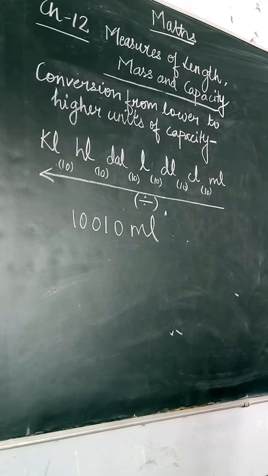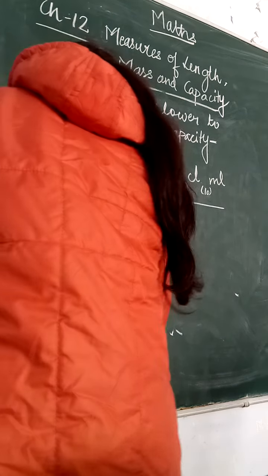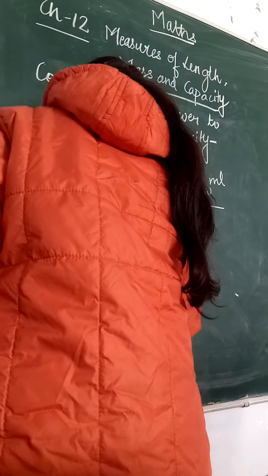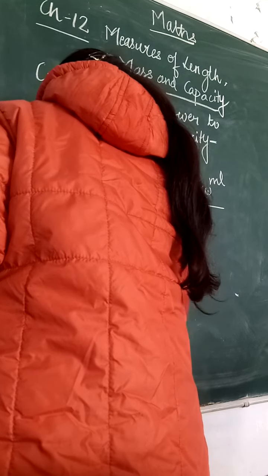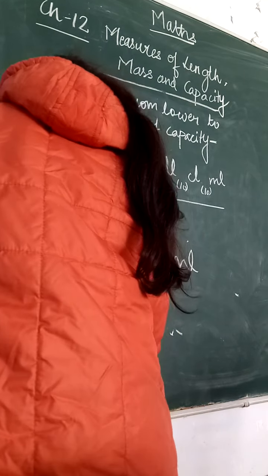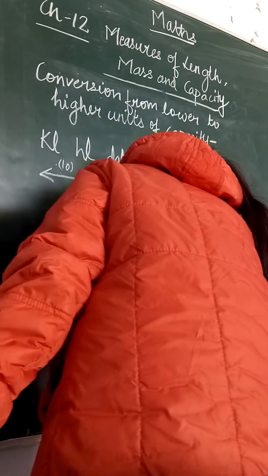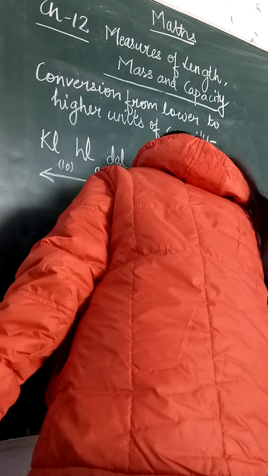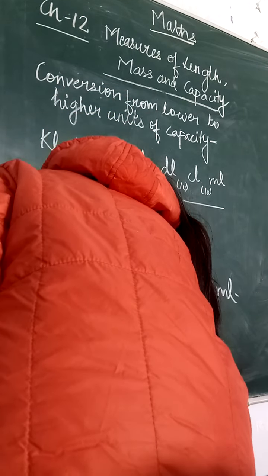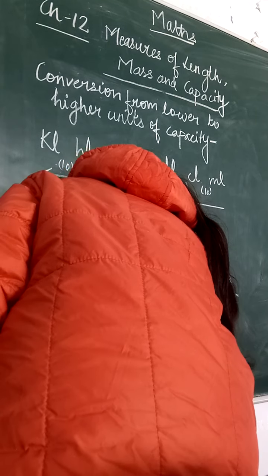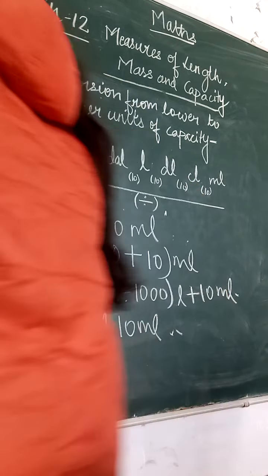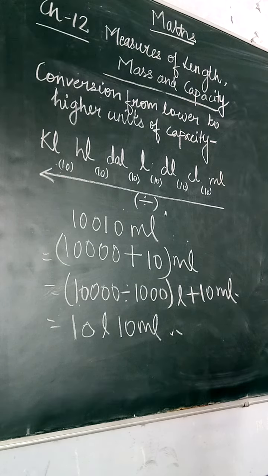So you have to break it in the form of 1000 and the other number. So how can you break? This is becoming 10,000 plus 10 ml. You can break like this. Now 10,000 divided by 1000 liter plus 10 ml. 10,000 divided by 1000 will become 10 liters and 10 ml is the final answer of this question. You can look here on the board.